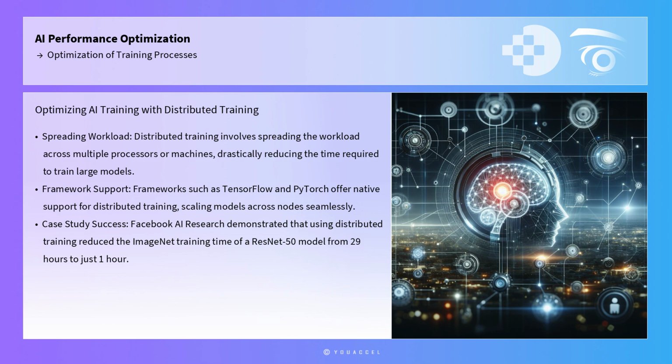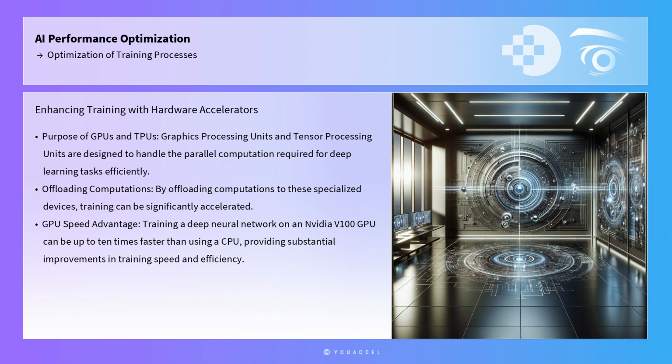across nodes seamlessly. A case study by Facebook AI Research demonstrated that using distributed training reduced the ImageNet training time of a ResNet 50 model from 29 hours to just 1 hour, showcasing the potential time savings achieved through this method. Parallel to distributed training, the use of hardware accelerators can enhance the training process.